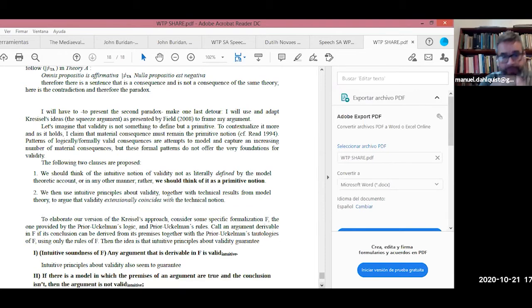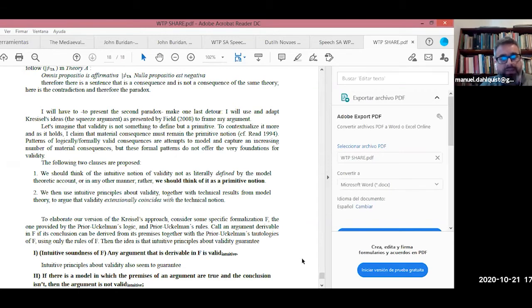For the last paradox, paradox 2, I make one last detour. We use and adapt Kreisel's idea, the squeezing argument by Kreisel, as presented by Hartmann, to frame my argument. Let's imagine that validity is not something to define, but a primitive. To contextualize it more, I claim that material consequence must remain the primitive notion.